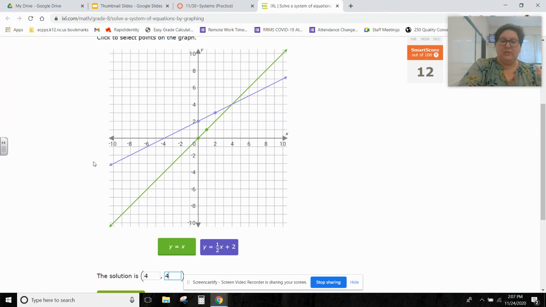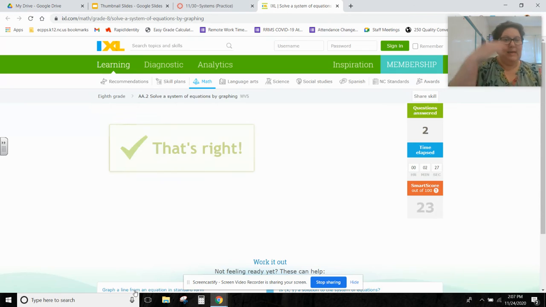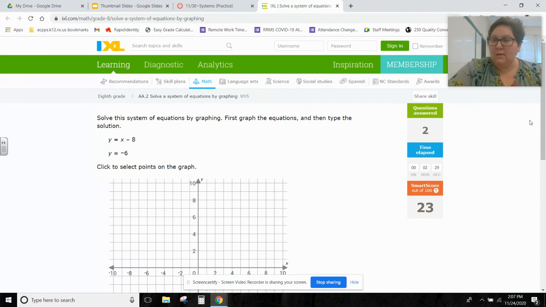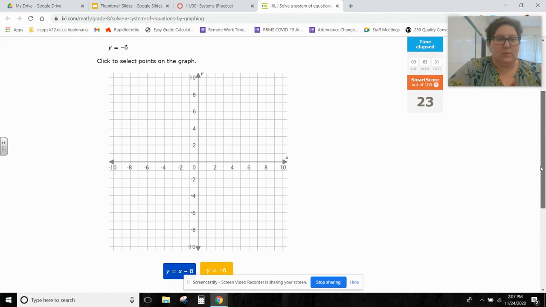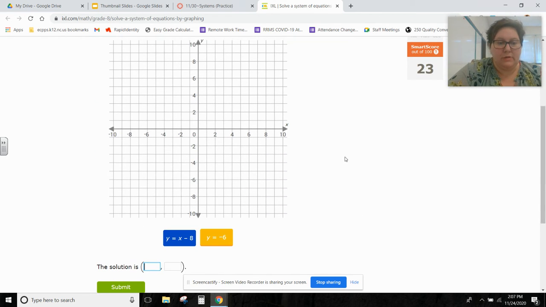And then you're going to take a screenshot of this. Make sure you see your graphs, your equations, and your solution. And again, I'm going to keep going. Look at this one. Scroll down so you see all your stuff. So let's graph the first one. So the y-intercept, or the plain old number, is -8. My slope in front of the x is +1. So I rise 1, run 1, click my next point.